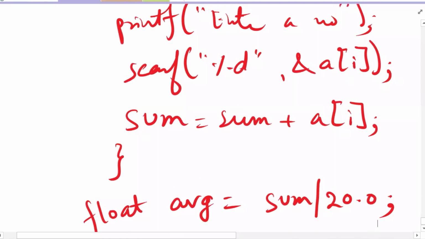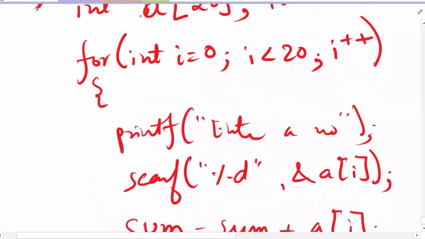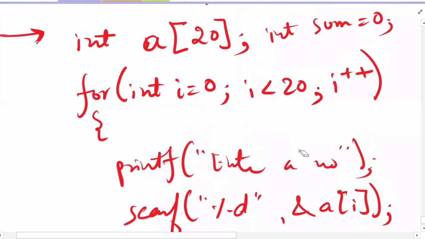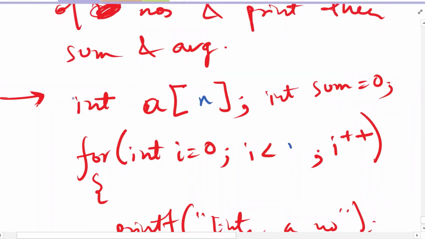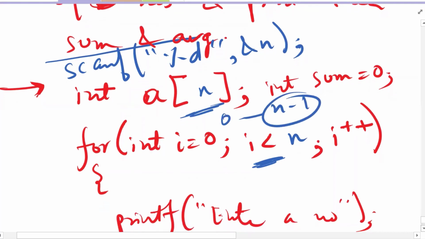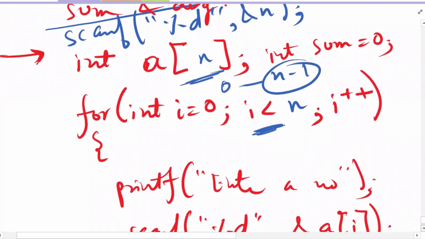Okay, now if I have to do the same thing with n, what I'll do is, instead of 20 here I will write n, instead of 20 here I'll write n, and first I'll take an input from the user: scanf %d and n. So first he'll tell me what is the size of the array that he wants. Then I'll create an array of that size, and then I'll run a loop from 0 to n minus 1, and take n values from him. Everything else is the same.